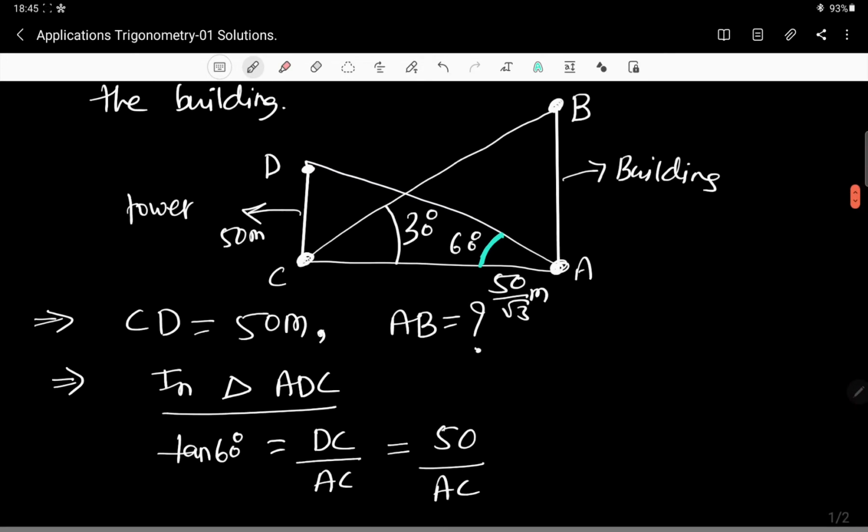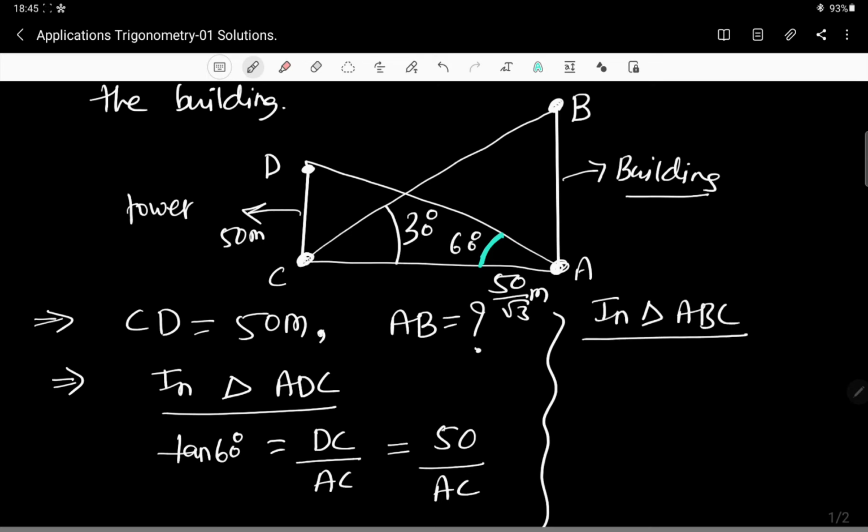All right, now I want this AB. AB means height of the building, right? Now in this triangle, just observe the triangle, easily we are going to get the answer here. What is the triangle? ABC. Look at this triangle ABC. In this triangle ABC, can you apply tan 30 degree? Tan 30 degree is equal to what? AB divided by AC.